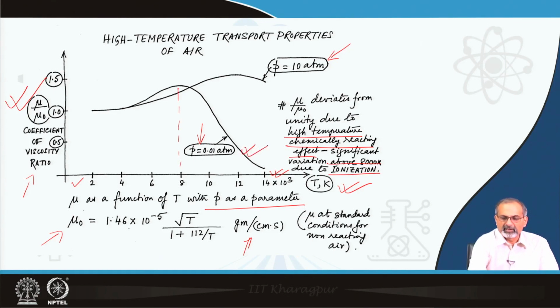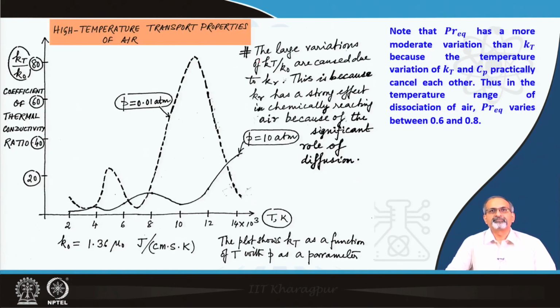For example, at a low pressure there is a sudden dip in the value of mu, while at higher pressures, one order higher than atmospheric pressure, we have about a 50% increase up to 12,000 Kelvin. Therefore, significant changes do occur because of the chemically reacting air and the ionization effects.